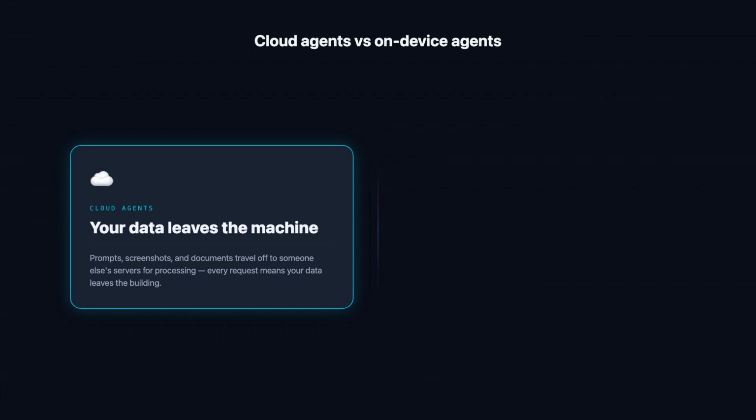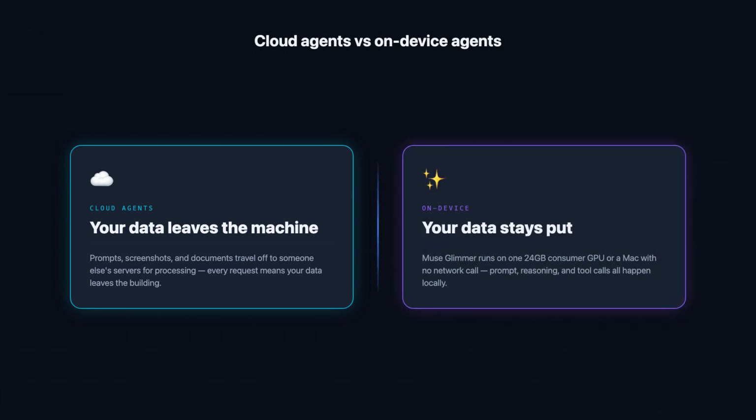For private files or regulated work, that round trip to a remote data center is often exactly the problem you are trying to avoid. Muse Glimmer flips that arrangement around. It is small enough to run entirely on one consumer GPU with 24 gigabytes of memory, or even an Apple Mac with no network call required. The prompt, the reasoning, and the tool calls all happen locally, so your data simply stays on the device. You trade some raw scale for privacy and control that you genuinely own.